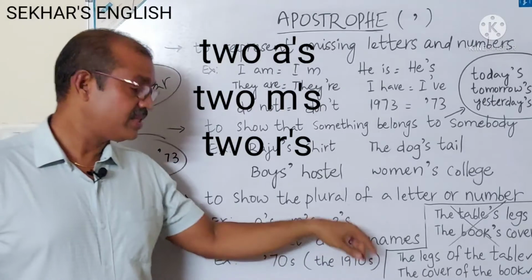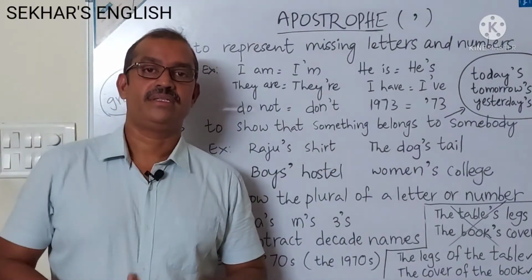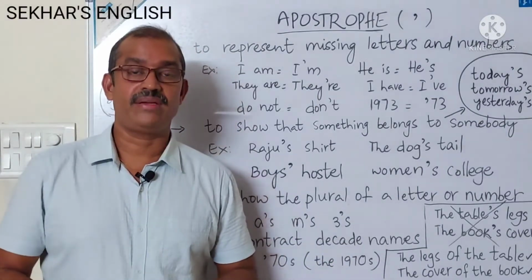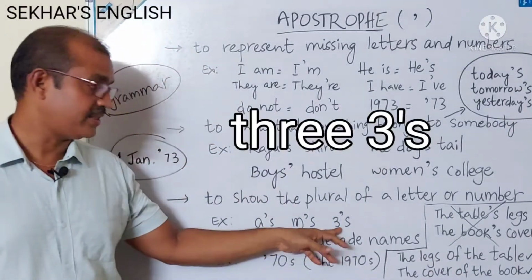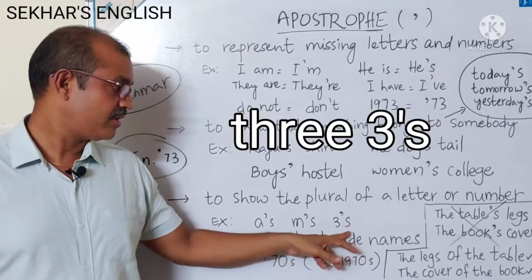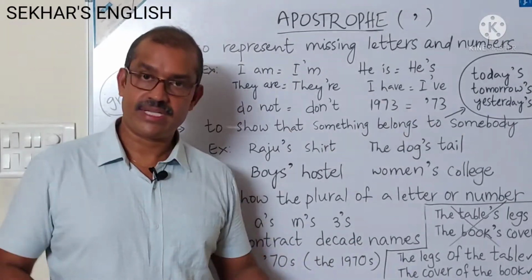For example, you see threes. Take the number 9. Generally we ask, how many threes are there in 9? Then you have to write it like this: threes. There are 3 threes in 9. Okay? 3 apostrophe S. Let us see the next one.